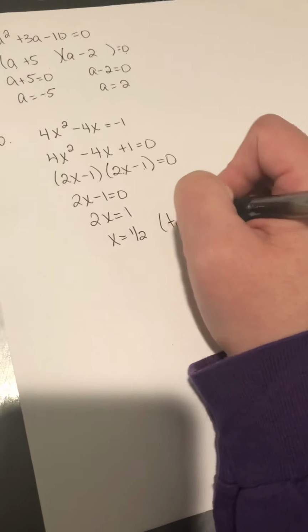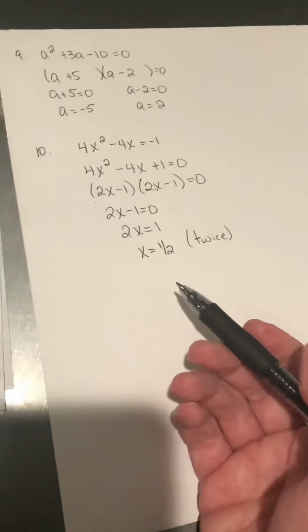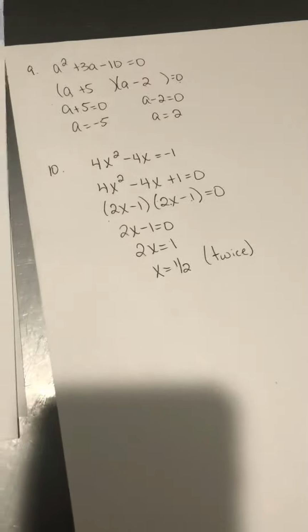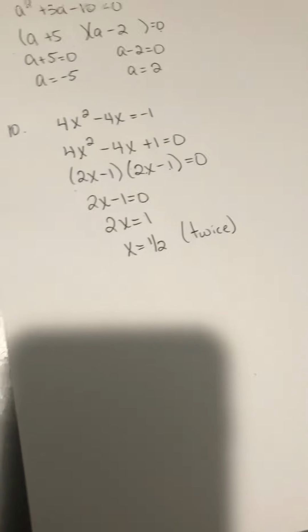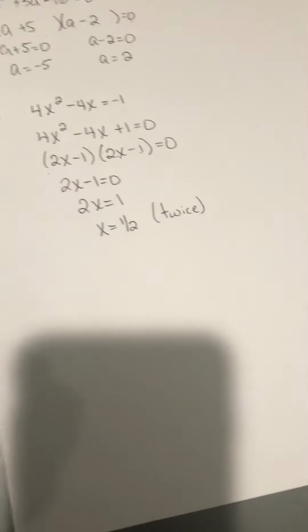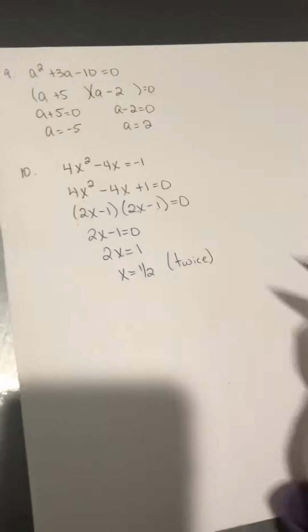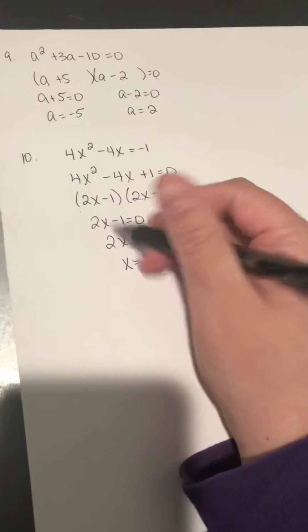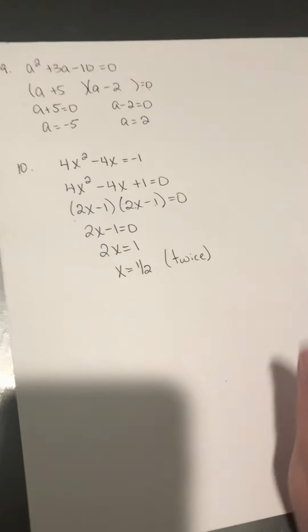And we just say that it occurs twice because we have 2 factors, but they happen to be the same factor, so that answer occurs 2 times. And there's reasons for that, if you take higher level math classes, but we won't get into them in algebra. You can just set 1 equal to 0, solve it, and be done. So that's solved by factoring.